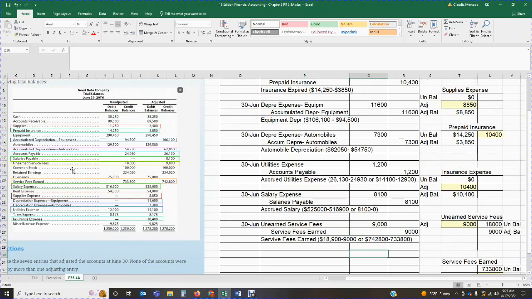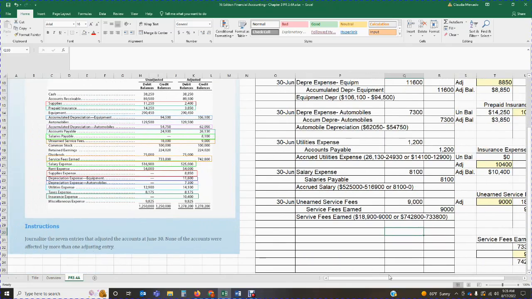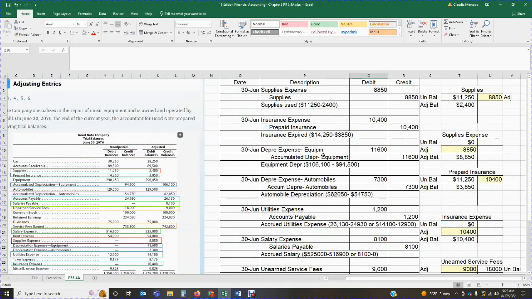Let's run through the next. Common stock, there's no change. Retained earnings, there is no change. Dividends, there is no change. Rent expense, there is no change. We use utilities expense. Taxes expense, there is no change. And miscellaneous expense, there is no change. So the instruction says that there were 7 entries. Let's make sure that we have 7. 1, 2, 3, 4, 5, 6, 7.